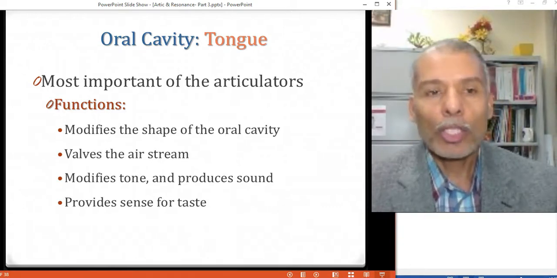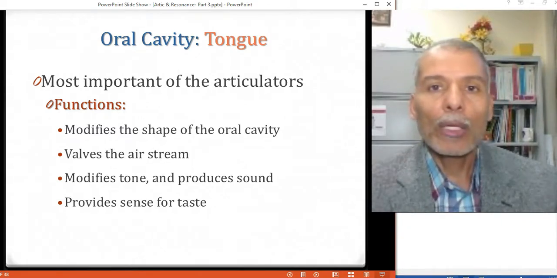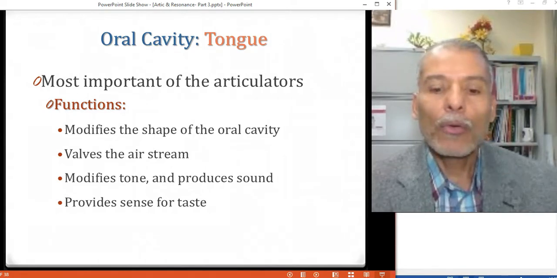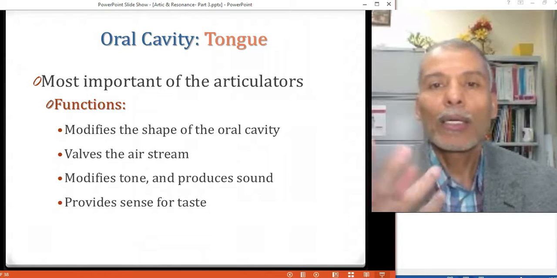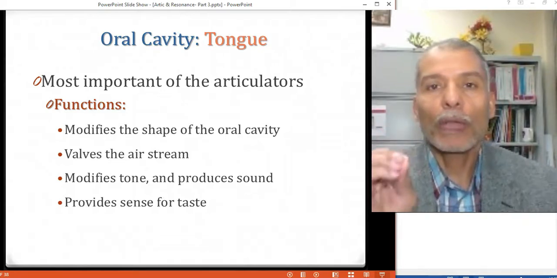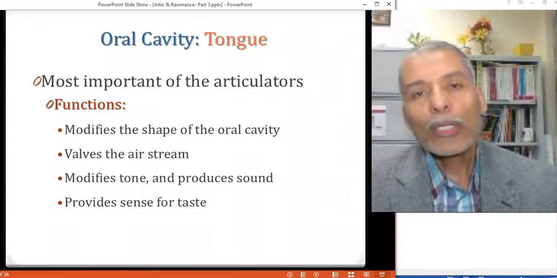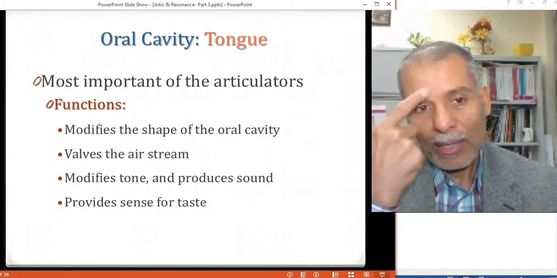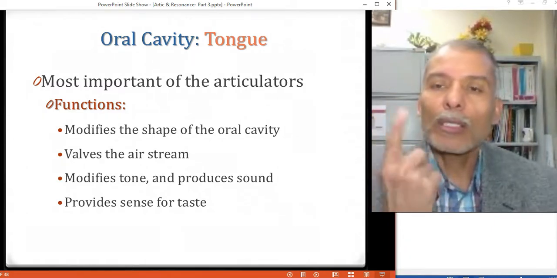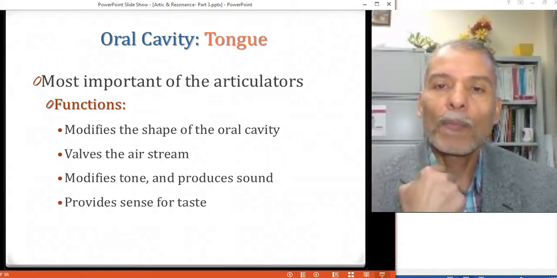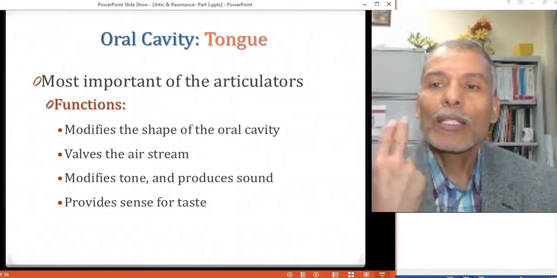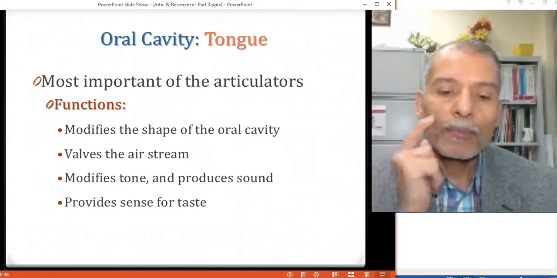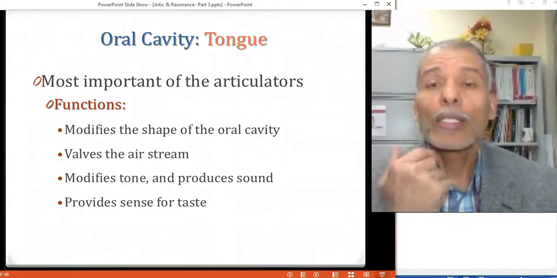It serves biological functions, for example, in feeding and swallowing. So feeding and swallowing, tasting, these are the basic biological functions of the tongue. When it comes to speech, the tongue serves as an articulator. Again, the most important articulator. That's one speech function. And the second one is that it modifies your voice. It modifies the vocal tract, and this way it modifies your pitch.